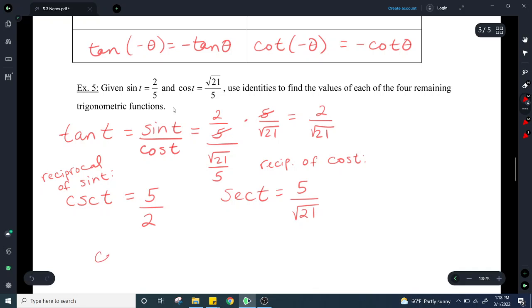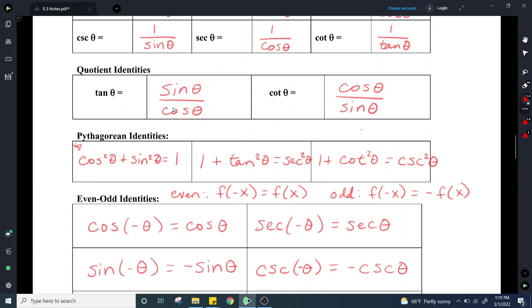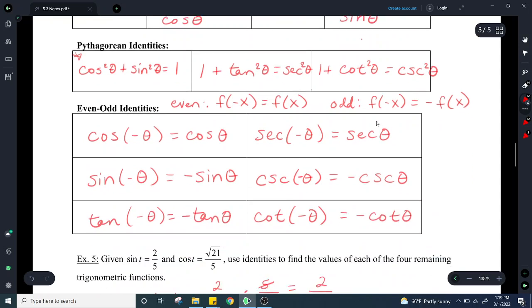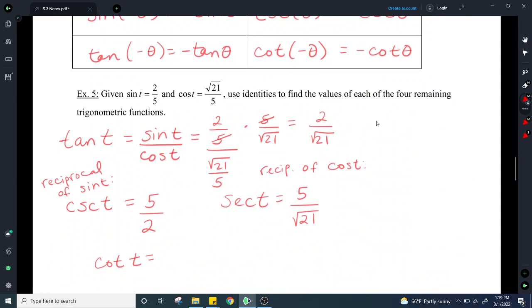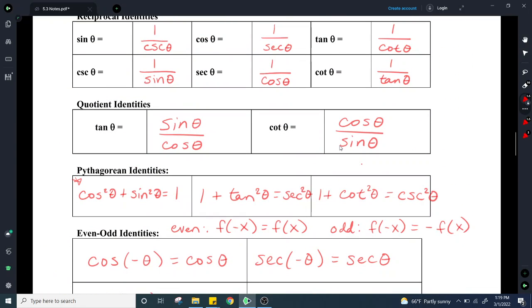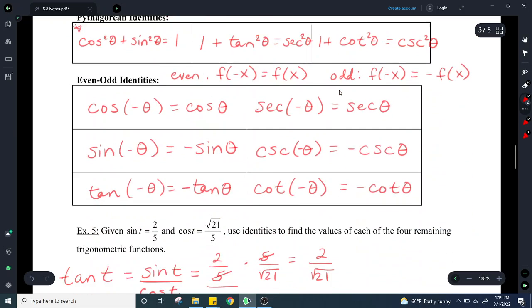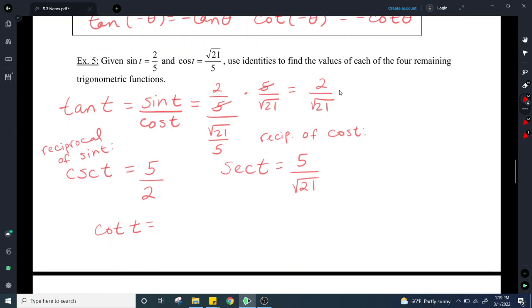All right, so then finally the last one is cotangent of t. There's a couple ways we could do this. One way is to go back up here and use this quotient identity and say that cotangent is cosine over sine. The other way to do this is because we already know what tangent is. We figured that out earlier. Tangent is the reciprocal of cotangent. These are reciprocal functions. So since I've already found the tangent value, I can just find the cotangent by doing the reciprocal of that.